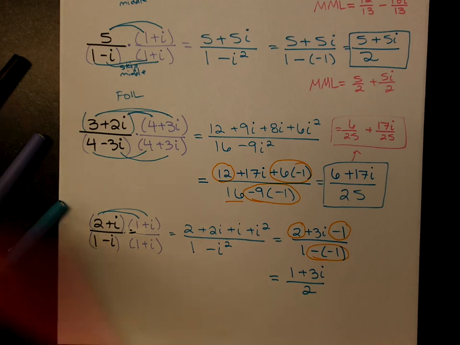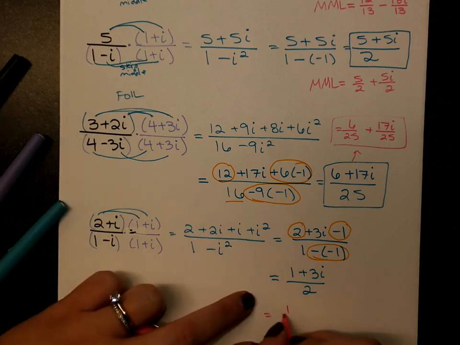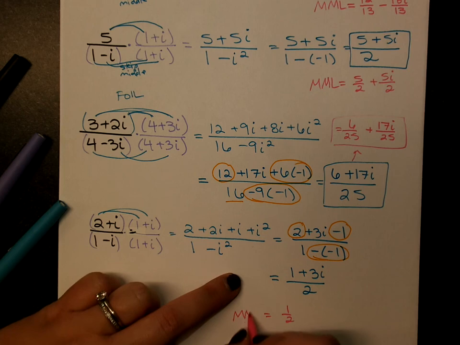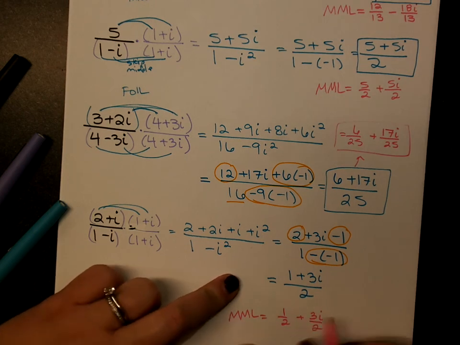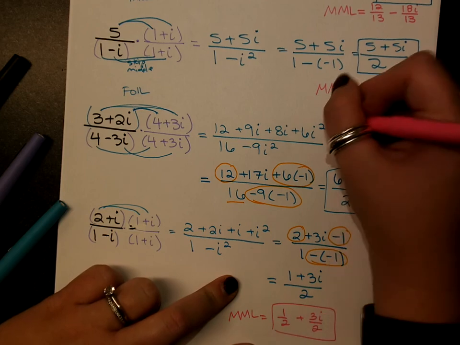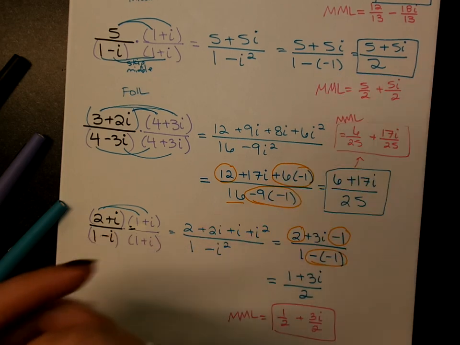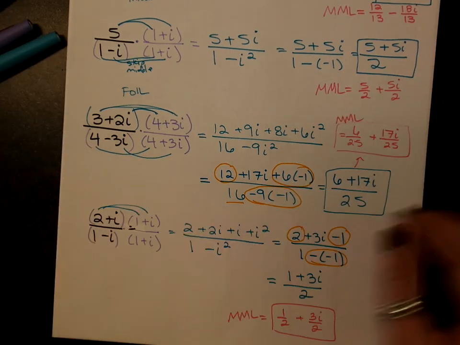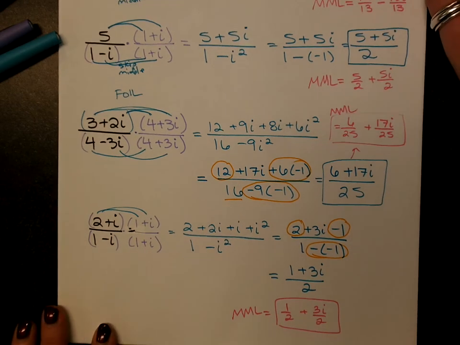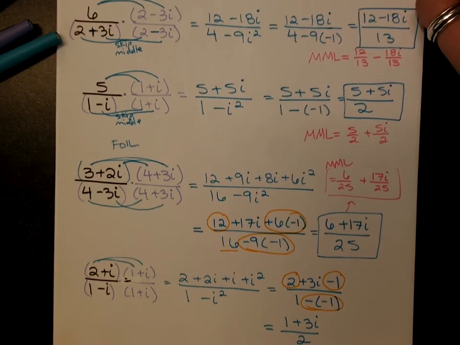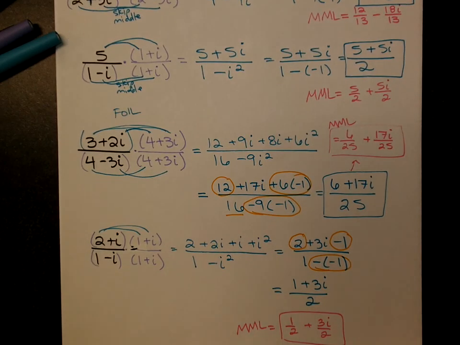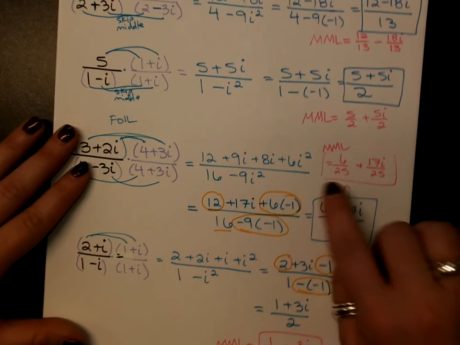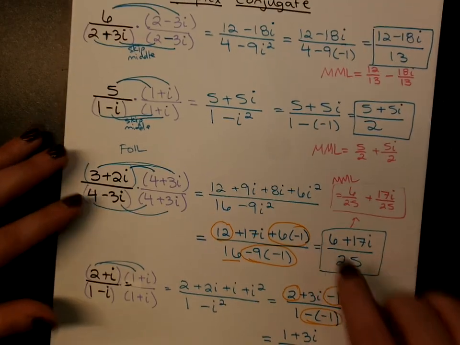From there, MyMathLab wants you to separate that into 1 over 2 plus 3i over 2. So this is how they want the final answer in MyMathLab. Alright, have about a minute to spare. We did all the operations with complex numbers. I think it's pretty straightforward if you treat them like variables, and if you can remember that i squared always becomes negative 1.